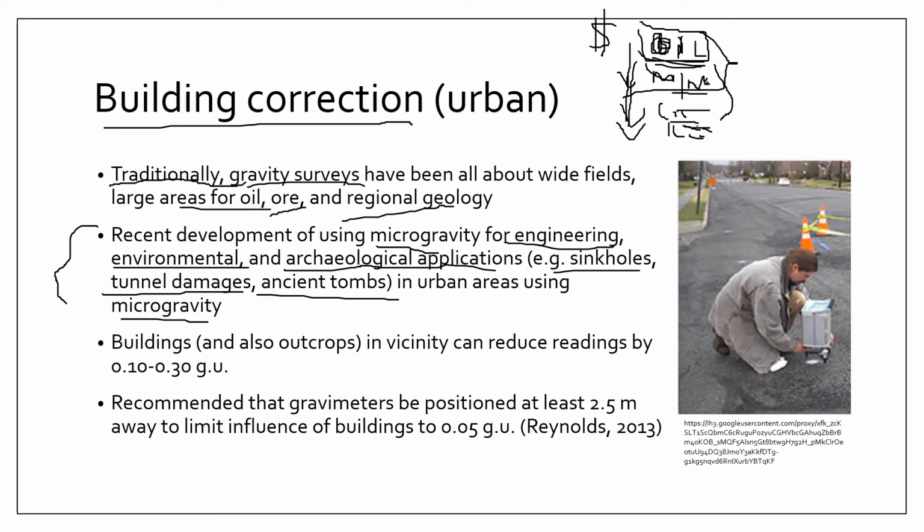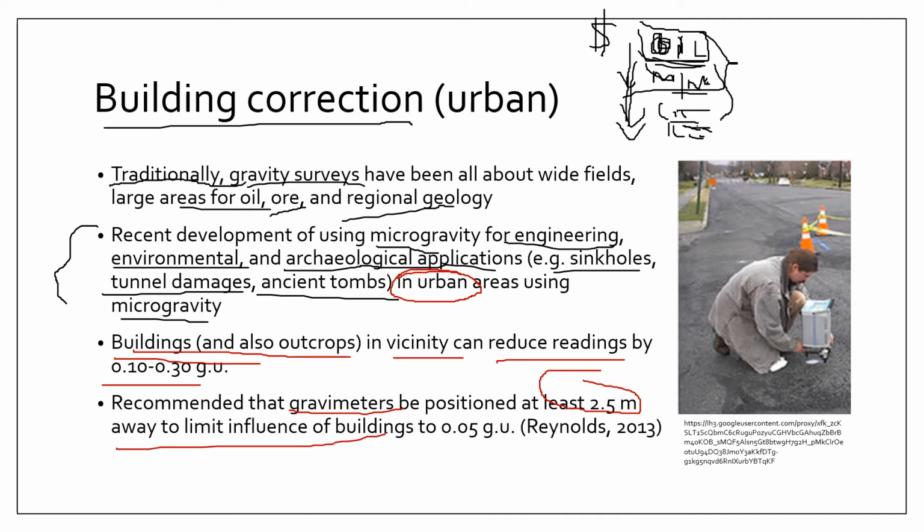For building corrections, all right? Especially if you're dealing with urban areas, note that buildings or outcrops in the vicinity can reduce the readings by 0.1 to 0.3 gravity units. So that's a significant amount. And to minimize the influence of buildings or outcrops, it is recommended to have your gravimeters positioned at least 2.5 meters away to limit their influence to 0.05 gravity units.